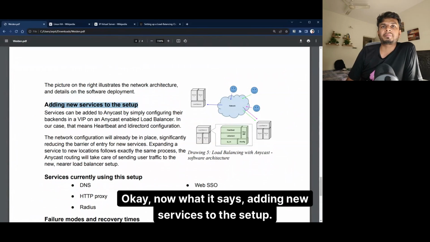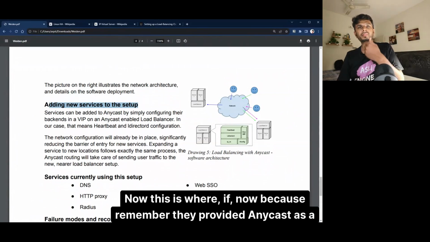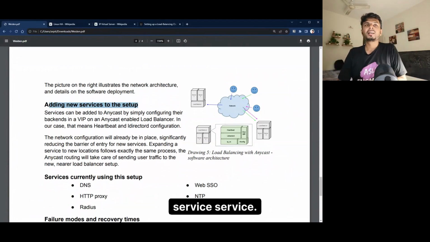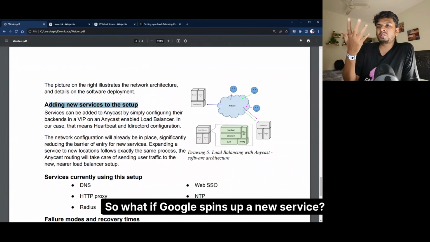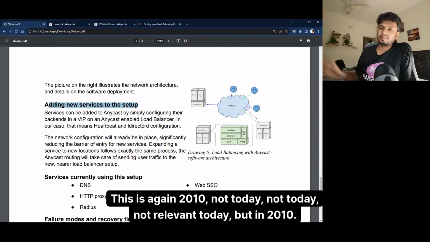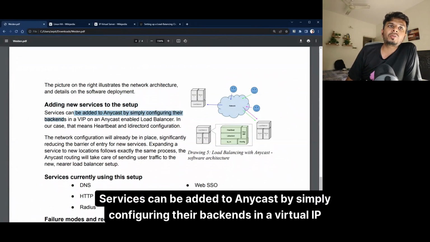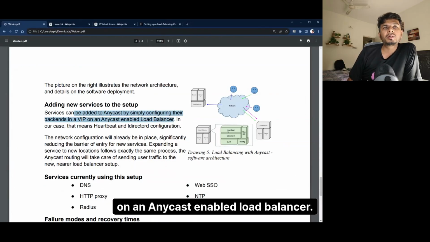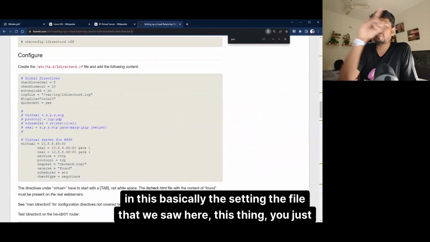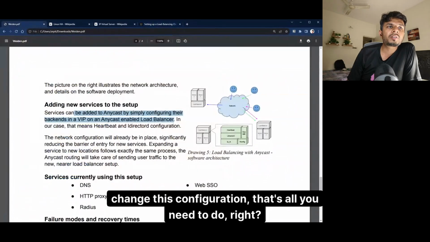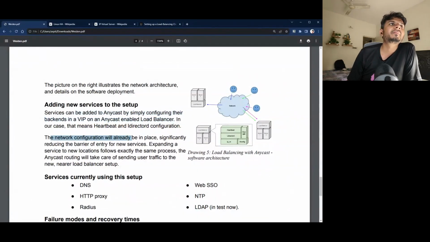Adding new services to the setup. Now this is where, because remember they provided Anycast as a service, what if Google spins up a new service? This is again 2010, not relevant today, but in 2010, services can be added to Anycast by simply configuring their backends in a virtual IP on an Anycast enabled load balancer. Basically the file that we saw here. You just change this configuration. That's all you need to do.